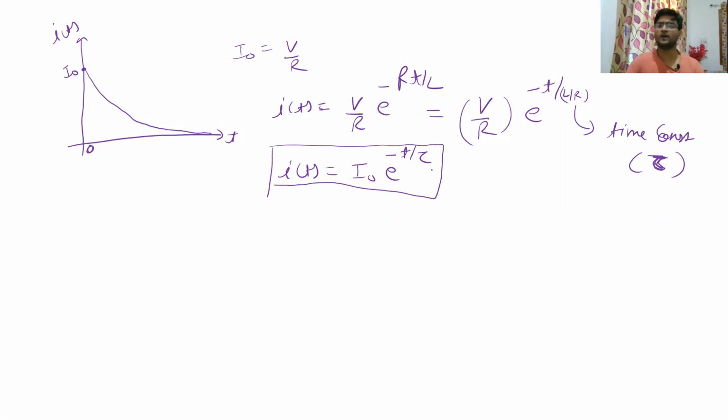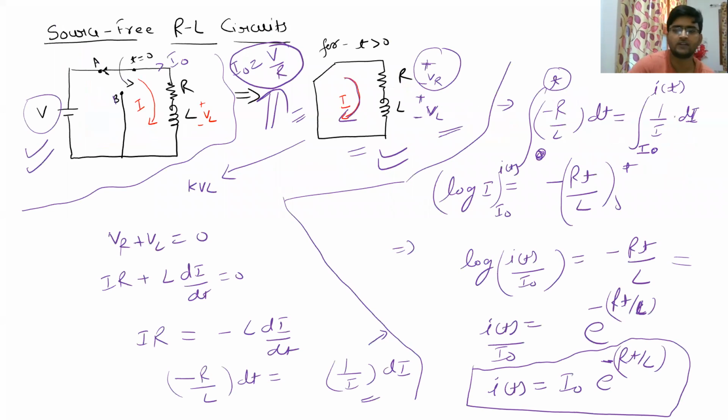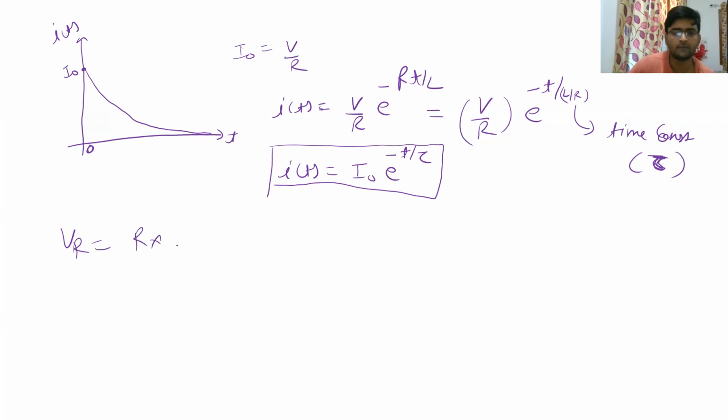You will see that this tau has a very important relationship with the steady state. After a certain number of taus, or time constants, we will assume that our circuit is in a steady state. We will study this in the next lecture. For the time being, let's move forward and find out the value of VR in this circuit. As you can see, VR is nothing but the current i(t) multiplied by R. So if you take this i(t) from here, VR is nothing but V e to the power minus Rt divided by L.